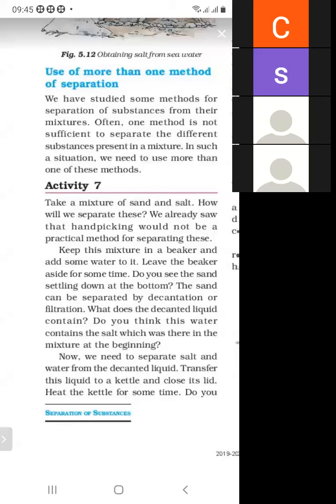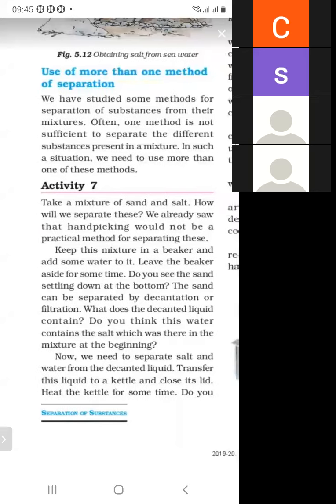And what does the decanting liquid contain? Do you think this water contains the salt which was there in the mixture at the beginning? Now we will need to separate salt and water from the decanting liquid, and transfer this liquid into a kettle and close its lid.